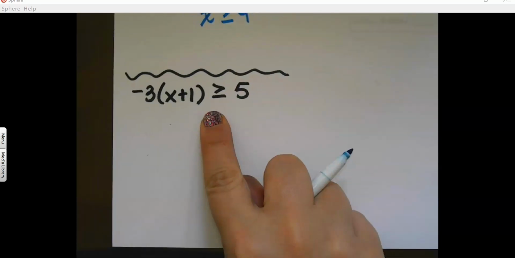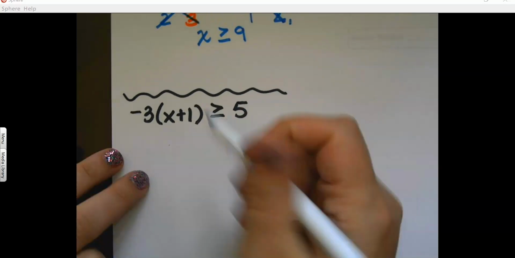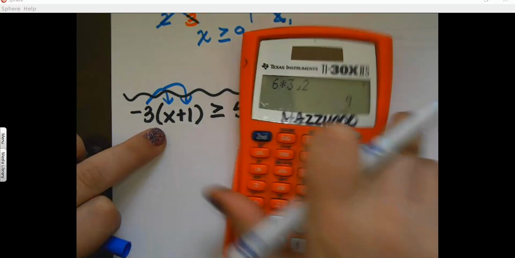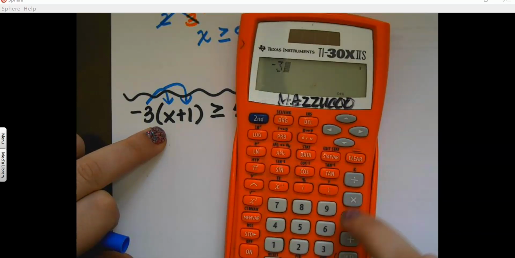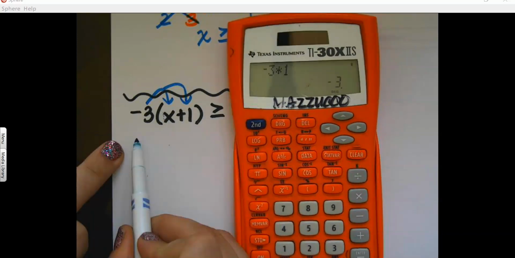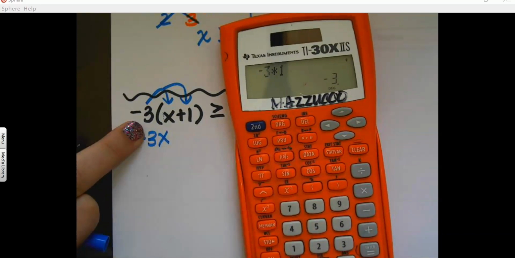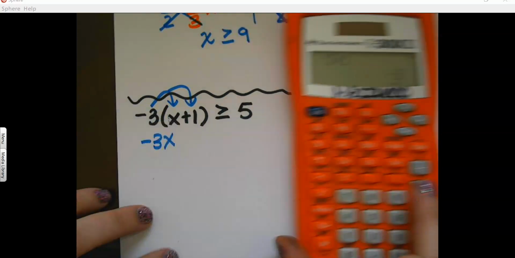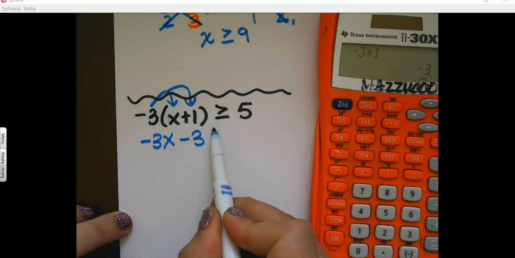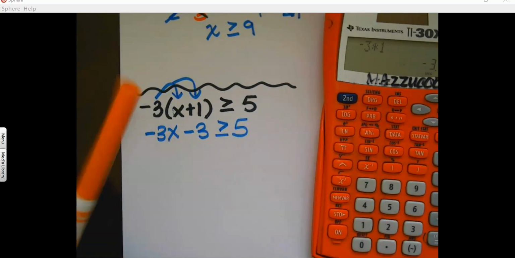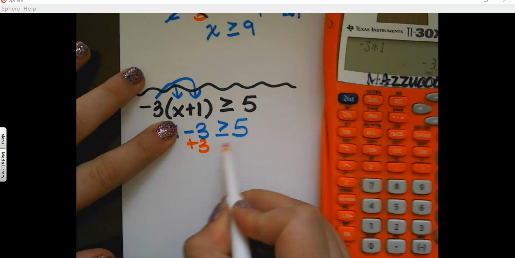Now we have to get the x by itself over here. The first step is to simplify, so we distribute, and that means multiply. That's negative 3 times 1, so we have negative 3x, and then negative 3 times 1, which is negative 3. Now we want to get the x by itself, so I'm going to add 3 to both sides.